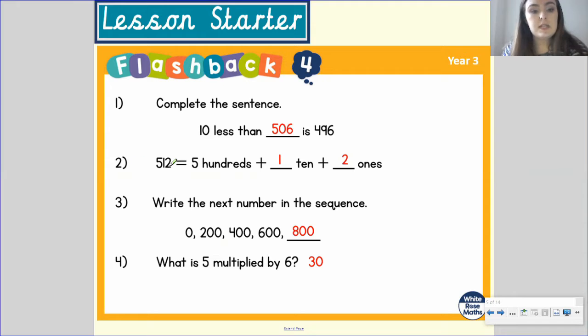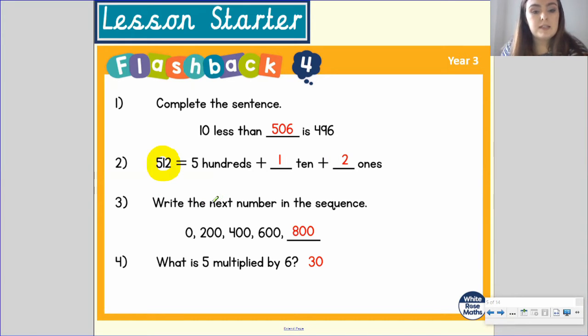Question number 2 says 512 equals 500 plus something 10s plus something ones. So you needed to fill in how many 10s there were and how many ones. So if we have a look at our number 512, we can see that there is 1 in the 10s column, so it's 1 ten, and a 2 in the ones column, so it's 2 ones. Give yourself a tick if you got that correct.